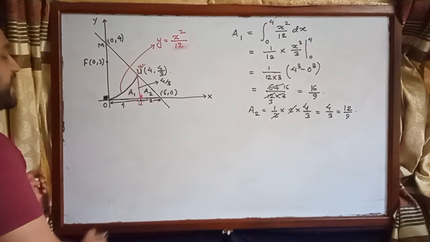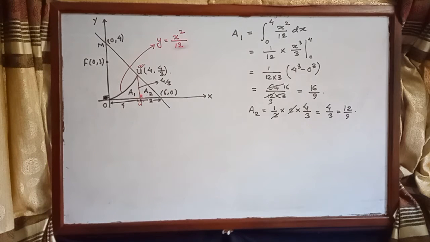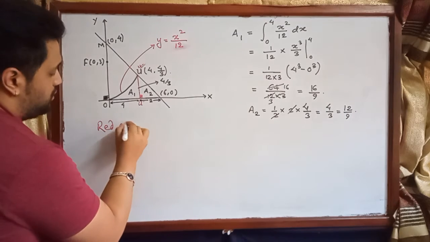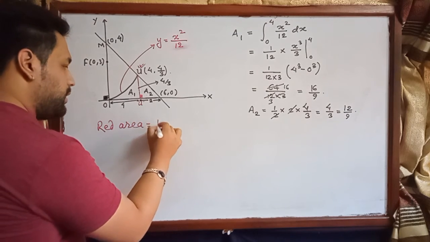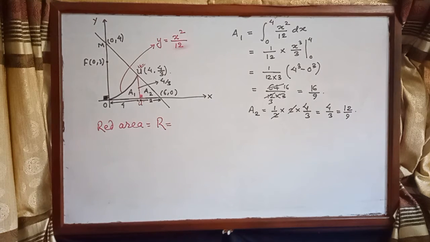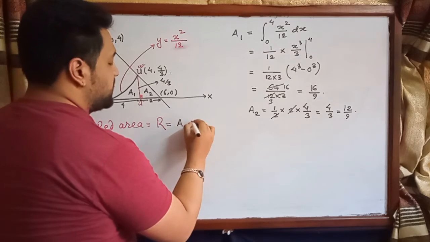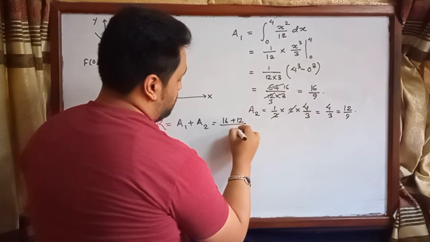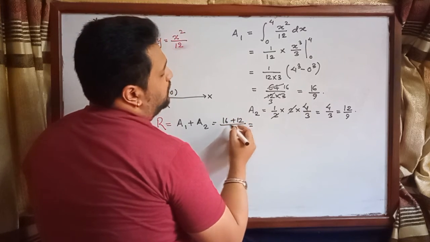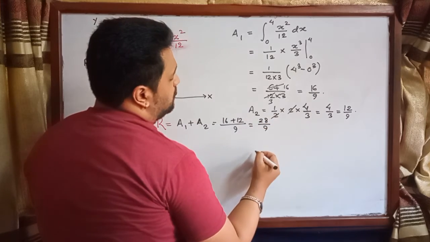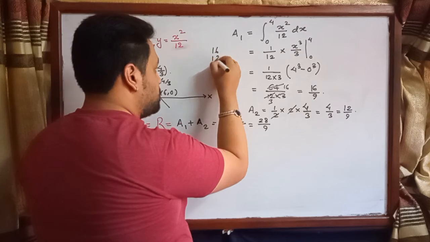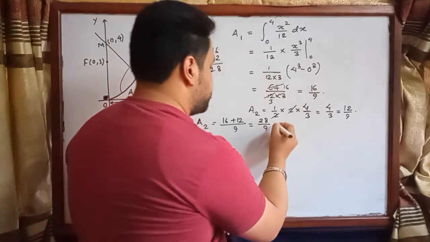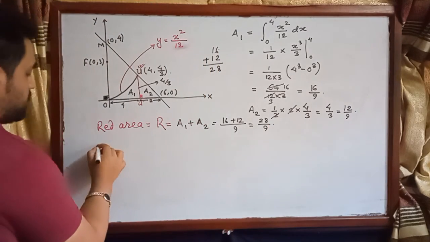So the red area is equal to A1 plus A2. Let's say R is equal to A1 plus A2, which is equal to 16 plus 12 over 9, which is equal to 28 over 9. Is it? Yes, 28 over 9.